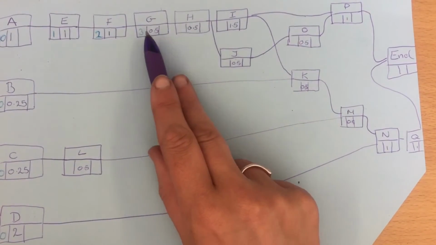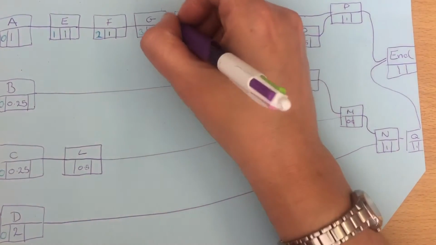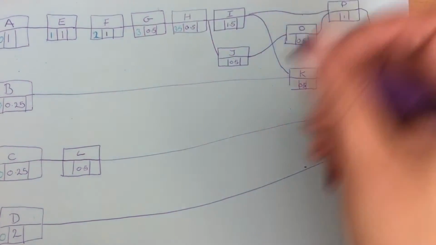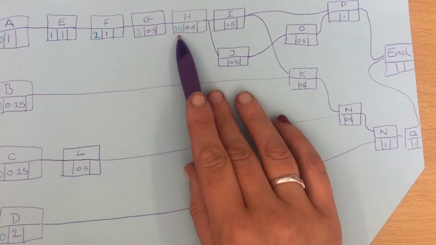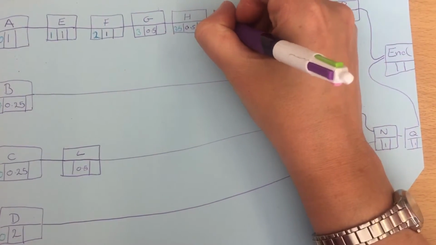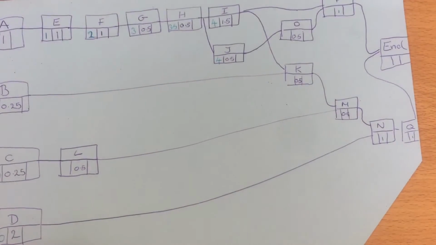H is going to have to wait the 3 hours that G waited and another 0.5, so we get 3.5. So I is going to have to wait the 3.5 hours that H waited and another half an hour, so that's going to be 4, and J is going to have to wait the same time.